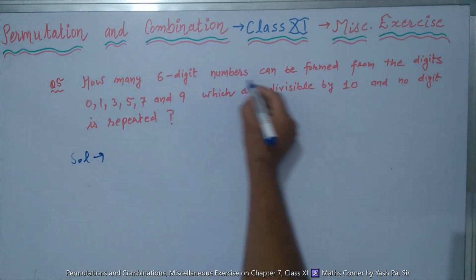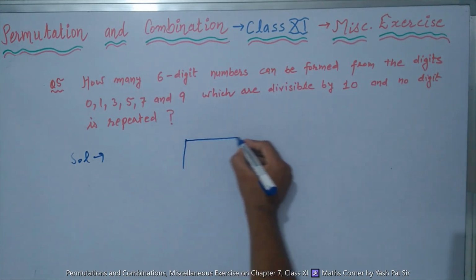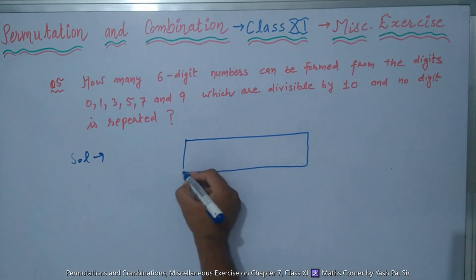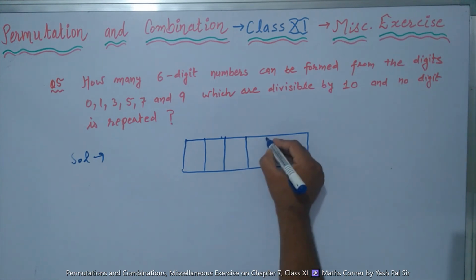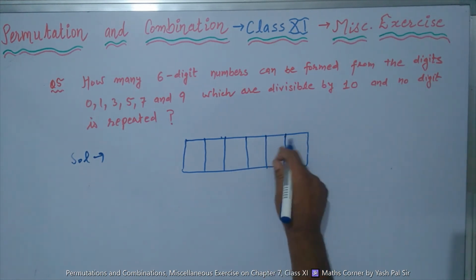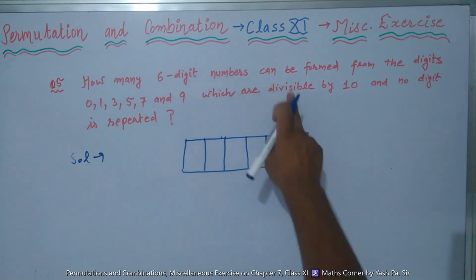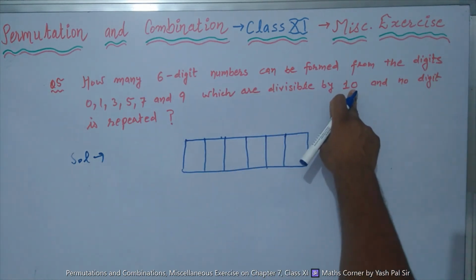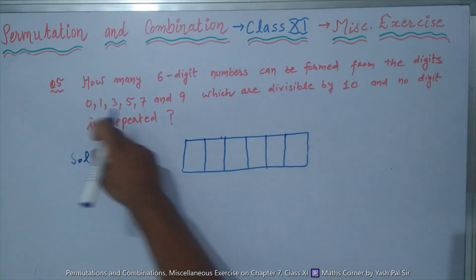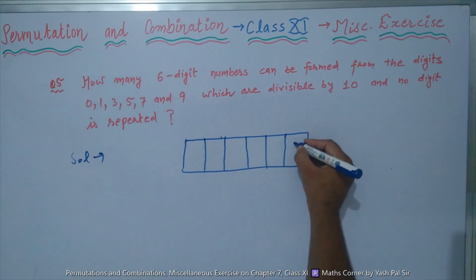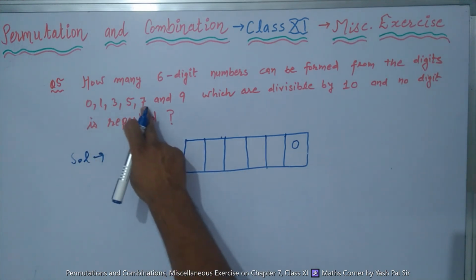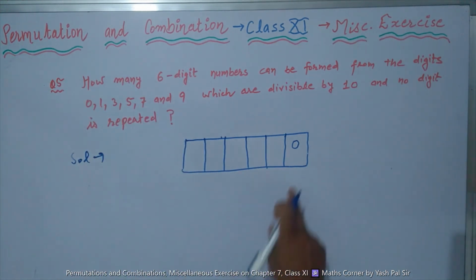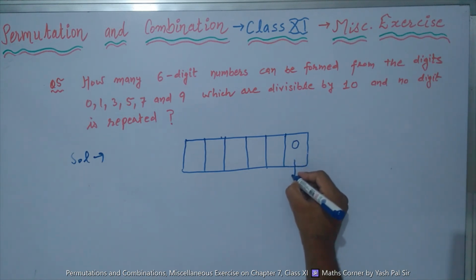First of all, we have to form a 6-digit number. Okay, one box, second, third, fourth, fifth, then sixth. In order to make the number divisible by 10, the one's place can take only 0 out of the 6 digits. Only this can be placed, so this can be filled in one way.